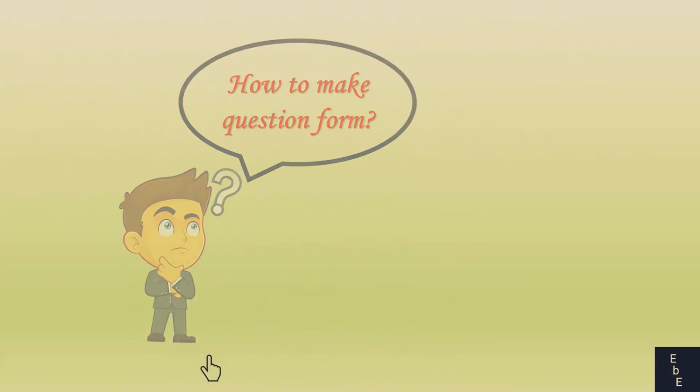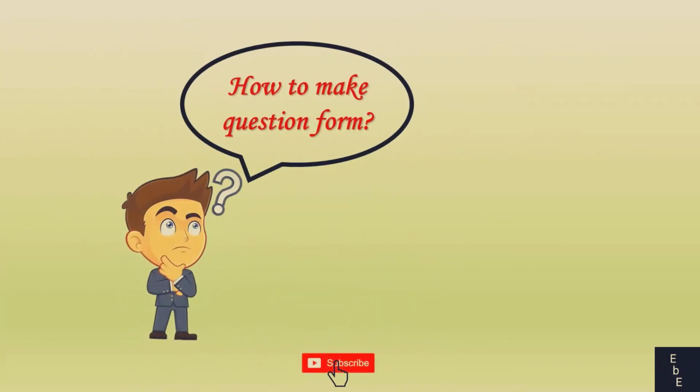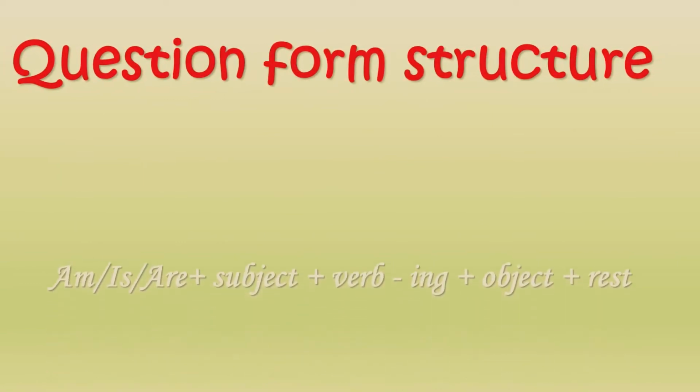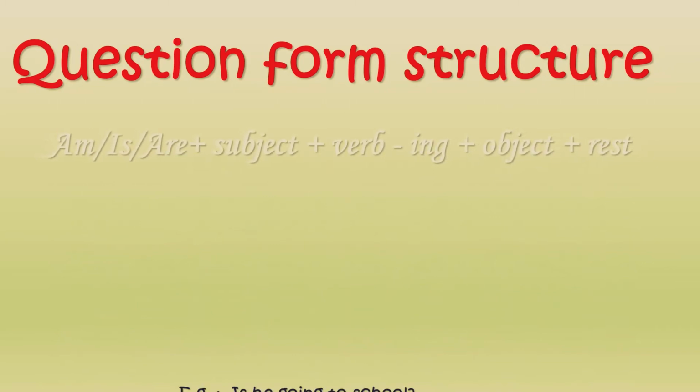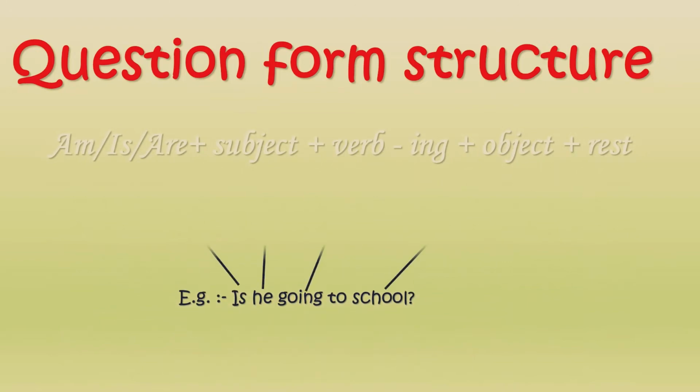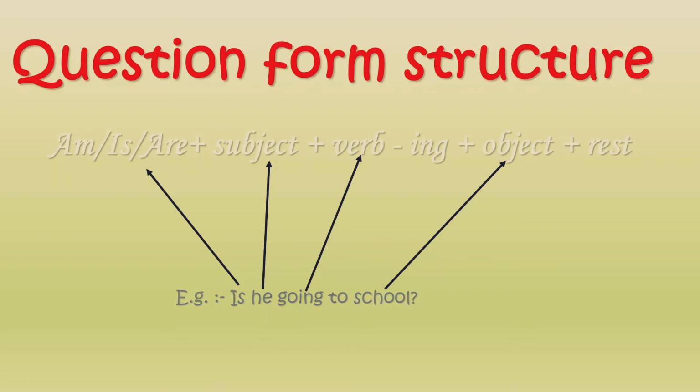Okay, then shall we move to the question form of present continuous tense. The question form structure is: am/is/are plus subject plus verb-ing plus object plus rest. As an example: Is he going to school? In this sentence, first use is, then use he as subject, then use going as verb-ing. To school is the object of the sentence.